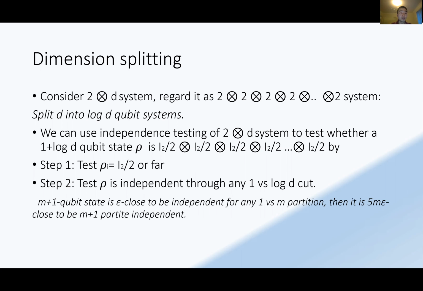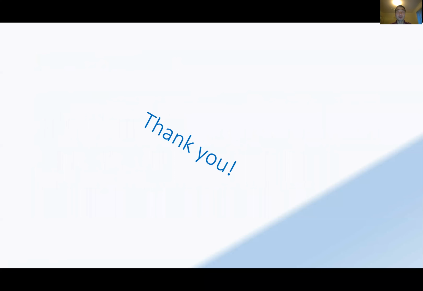And we use the observation that if an M plus 1 qubit state is epsilon close to being independent for any 1 versus M partition, then it is 5M epsilon close to being independent for any partition. And that's it. Thank you.